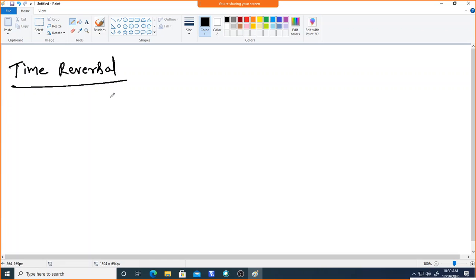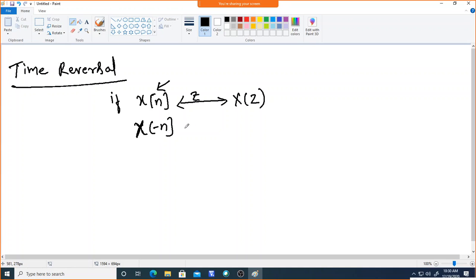Time reversal property: if x of n has the z transform x of z, then the time-reversed signal x of minus n has the corresponding z transform x of 1 by z. Here the signal x of n is causal, meaning it has 0 values when n is less than 0. So if you reverse the time, you get 1 over z in the z transform. We will prove this.